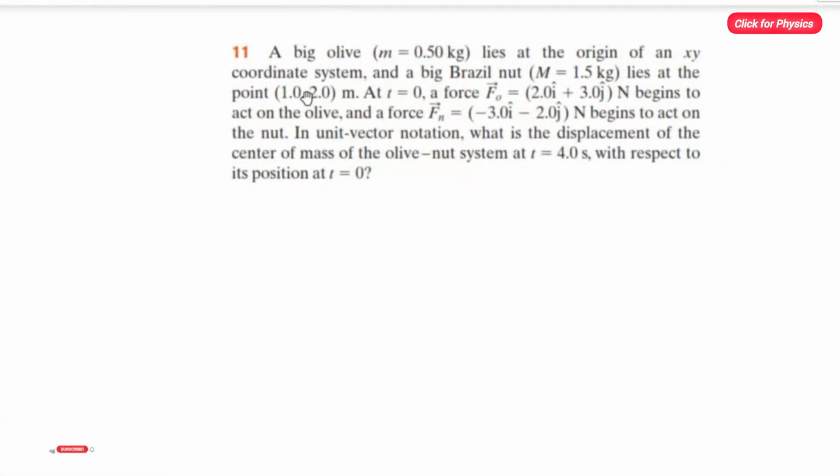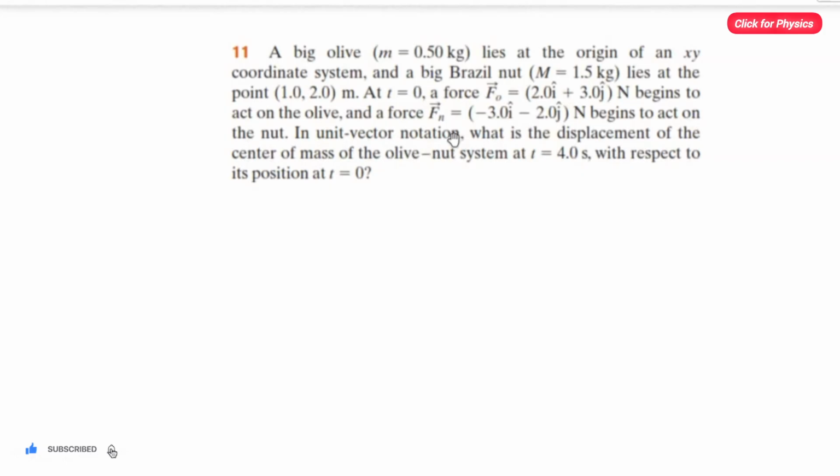Number 11. A big olive of mass m equal to 0.5 kilogram lies at the origin of an xy coordinate system, and a big Brazil nut of mass M, which is equal to 1.5 kilogram, lies at the point (1, 2) meter. At time t equal to 0, a force Fo, which is equal to 2 i cap plus 3 j cap Newton, begins to act on the olive, and a force Fn, which is equal to minus 3 i cap minus 2 j cap Newton, begins to act on the nut.